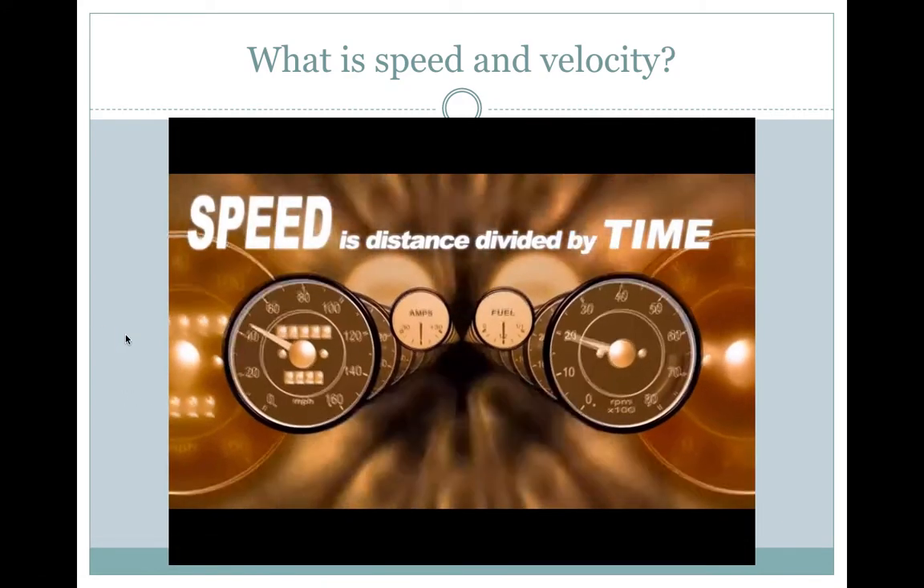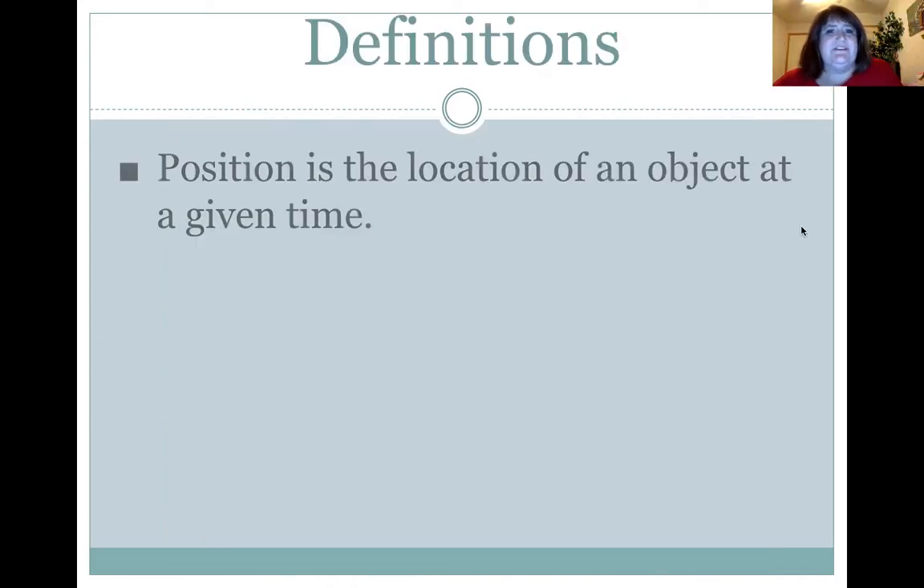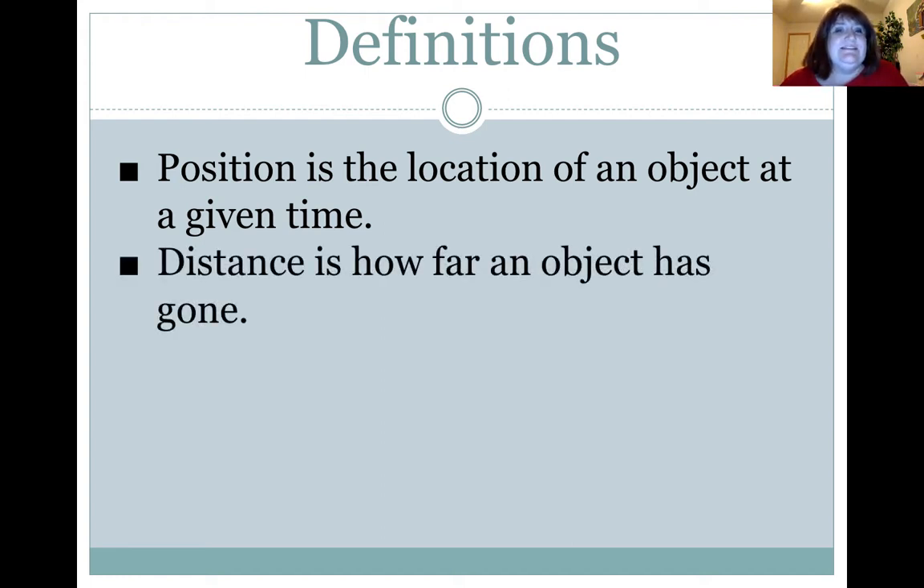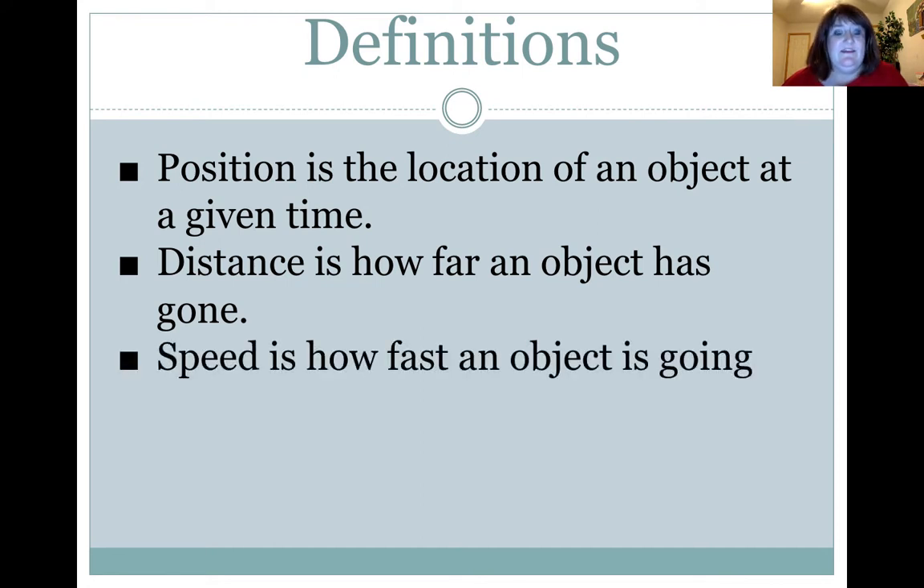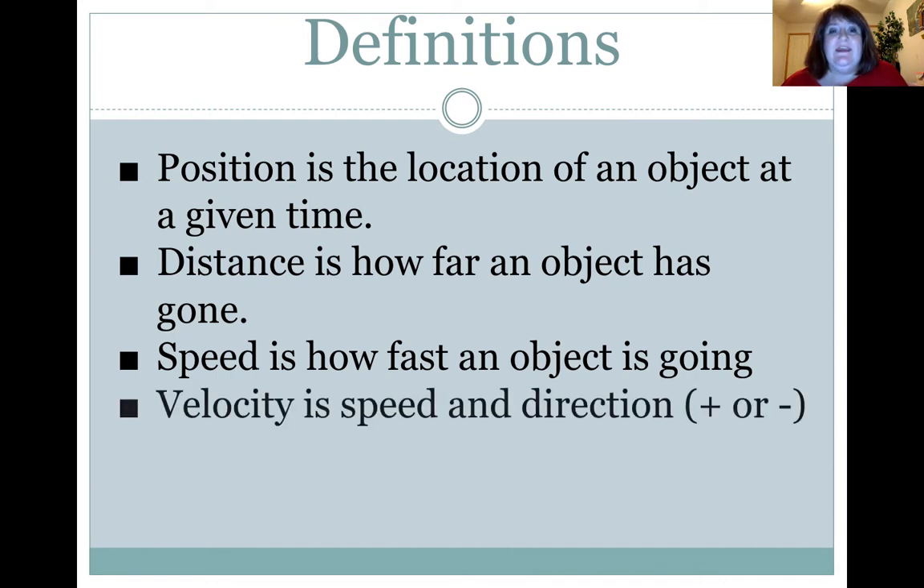So, what were those definitions that we just looked at? Well, position is the location of an object at a given time. Distance is how far an object has gone. Speed is how fast an object is going. And velocity is the speed and direction. Remember, in this class, we're only going to have positive and negative.